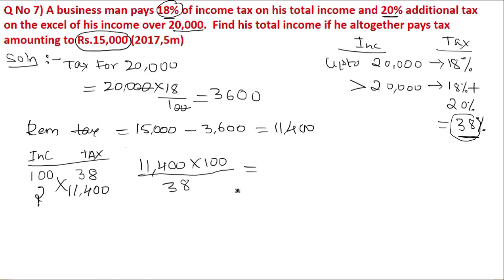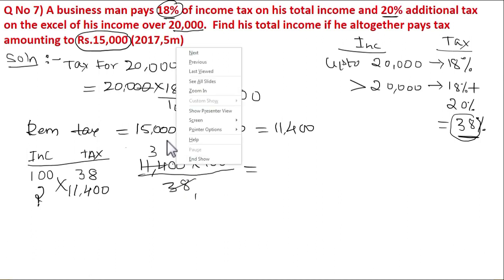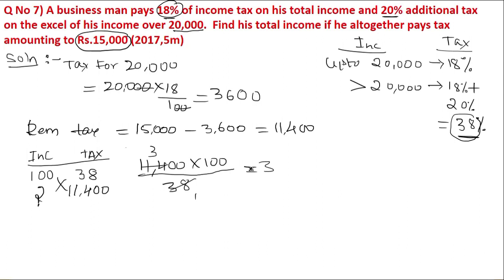So please divide this and you can find the answer. 38 1s are 38, 38 3s are 114. So now 3 1s are 3. How many zeros are there? 1 2 3 4. So 30,000. Correct. So 30,000 is the income above what?